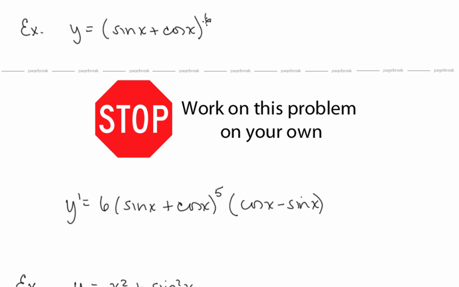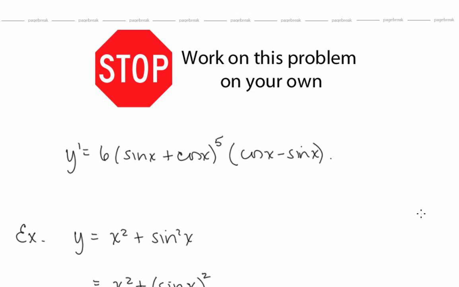Using the chain rule, the 6 comes down in front and we subtract 1 from the power, so we start with a 6 sine x plus cosine x to the 5th power. And then by the chain rule, because this is not x, it's a function of x, we have to multiply by its derivative. So that's going to be cosine x minus sine x. And that is our y prime.